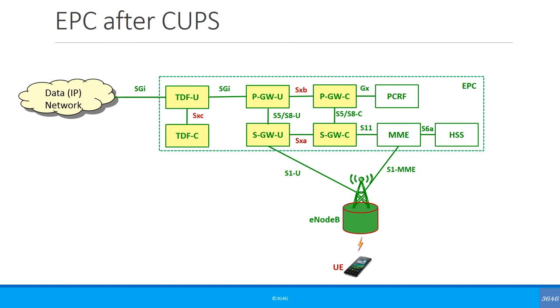So this is the EPC after the control and user plane split. I've shaded the new or split functionality in yellow. You can see that the serving gateway, the PDN gateway and the TDF are split. Along with the split, some new interfaces have been introduced. Between the serving gateway user and control plane, you have the Sxa. In the PDN gateway, you have the Sxb, and between the TDFs, you have the Sxc interface. The rest of the functionality remains the same. All the signaling would remain the same. From the UE point of view, nothing would get affected.